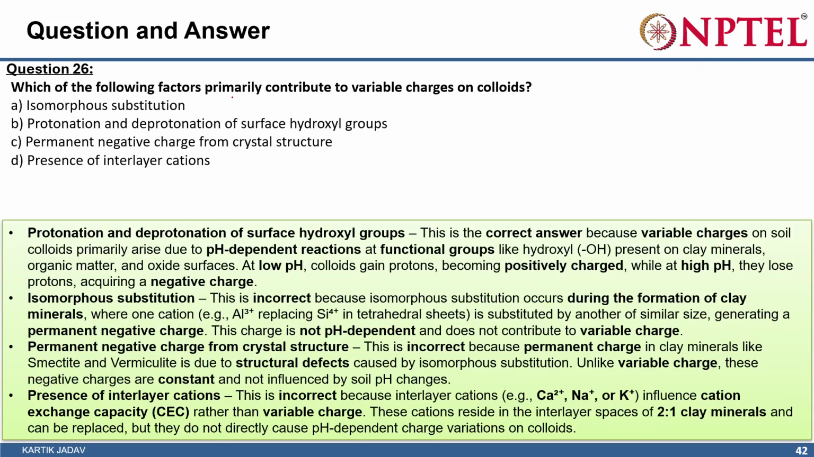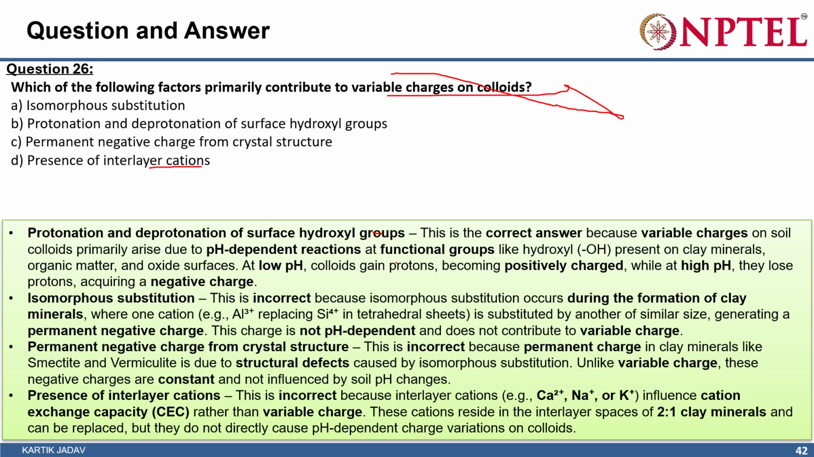Which of the following factors primarily contribute to variable charge on colloids? So we know that that is pH, and pH is generally protonation and deprotonation of surface hydroxyl groups, right? So this is the correct answer. And generally we know that pH is protonation and deprotonation of surface hydroxyl groups, because variable charges on soil surface colloids primarily arise due to these pH-dependent reactions.